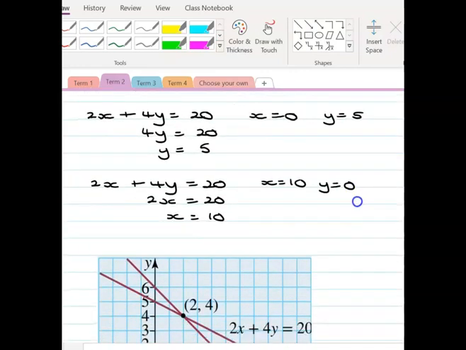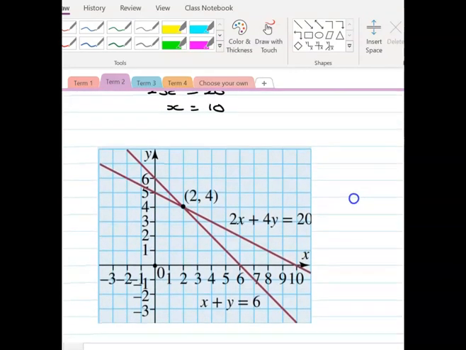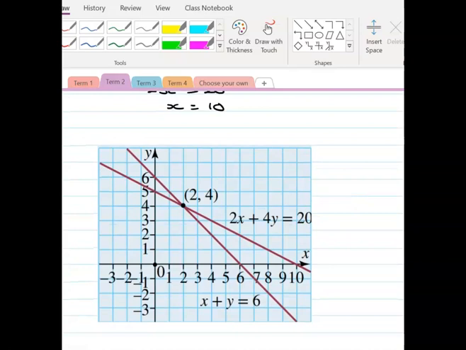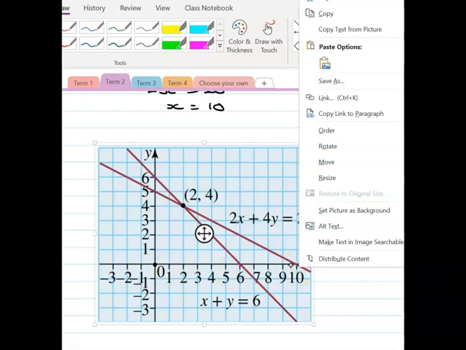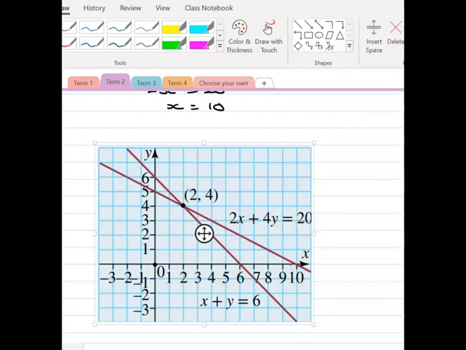Alright, so I've cheated a little bit. There we go, let's just pop those coordinates on. Let's just double check I've done that right. So 0, 6 was this coordinate here, and then 6, 0 for this coordinate. And then I got when x is 10, y is 0, and when x is 0, y is 5. So we have our two lines.